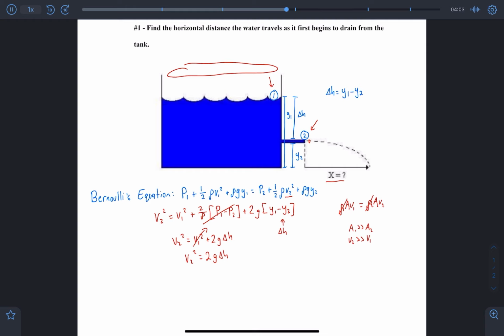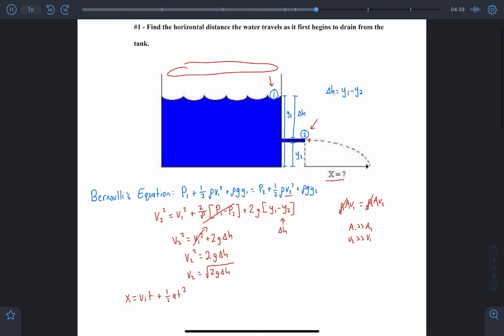So to solve for our velocity at point 2, we can just move that square over, and we're left with velocity 2 is equal to the square root of 2g delta h. Now that we have our velocity at point 2, we need to think about how we can convert a velocity into a distance. And so that brings us back to kinematics. If we remember the kinematics equation, x is equal to v_i t plus 1/2 a t squared, we can use that equation in order to convert our velocity into a distance.